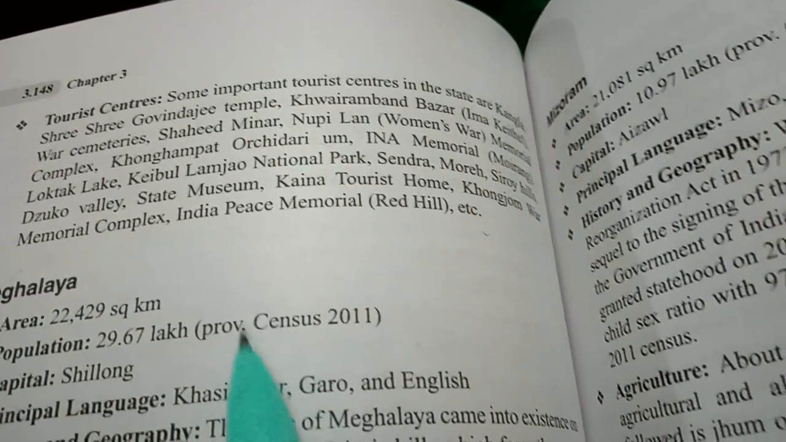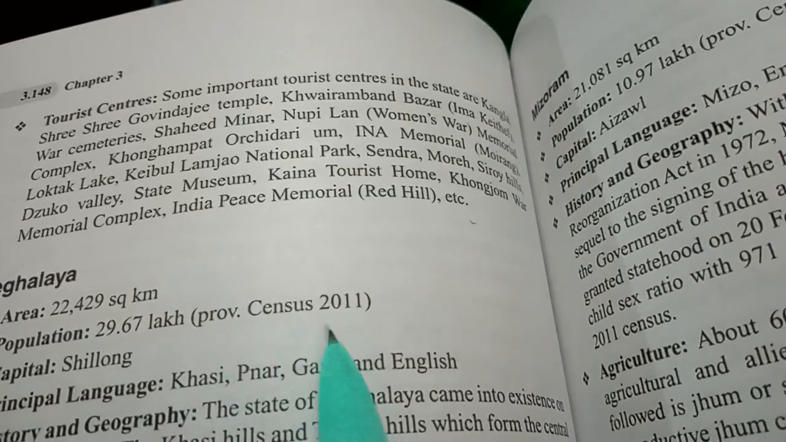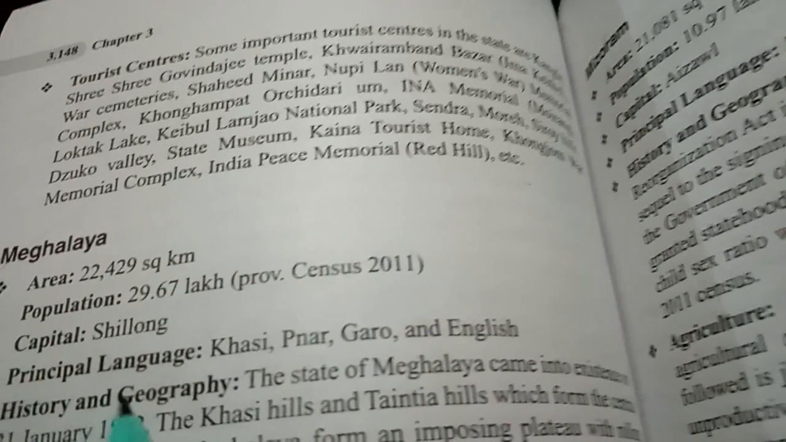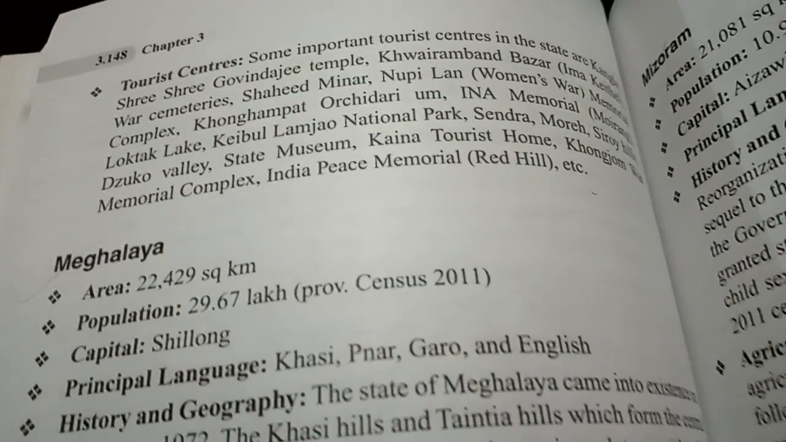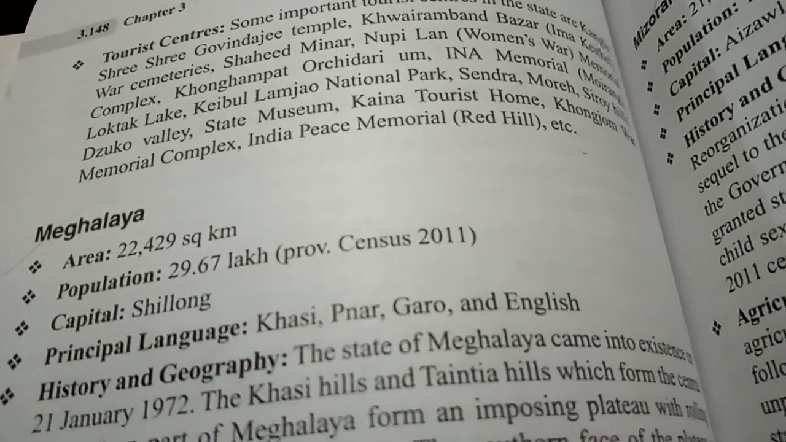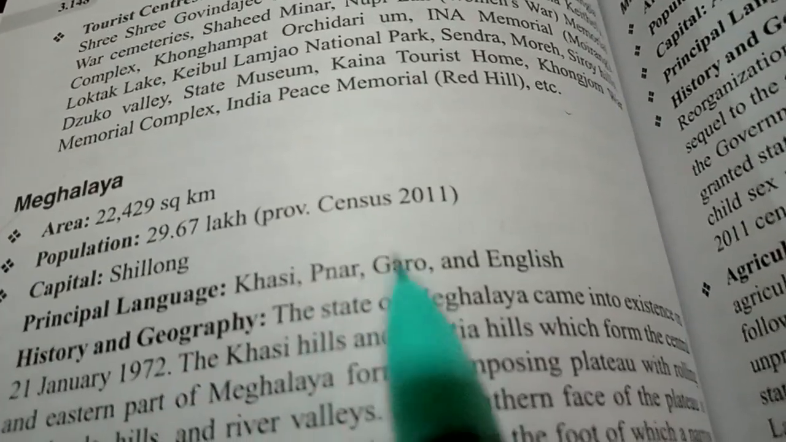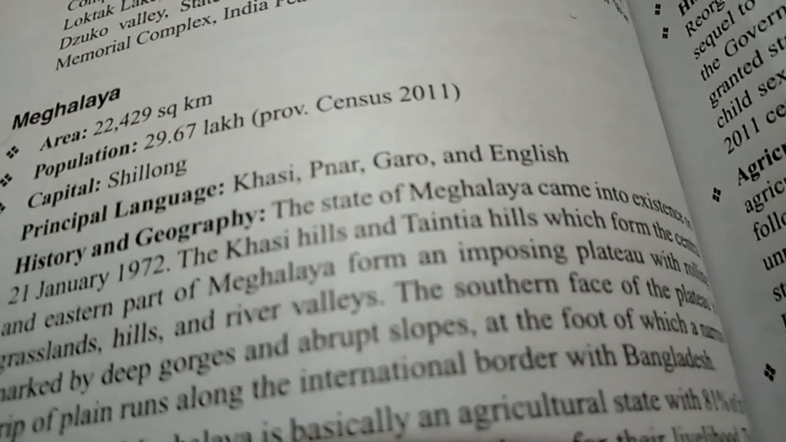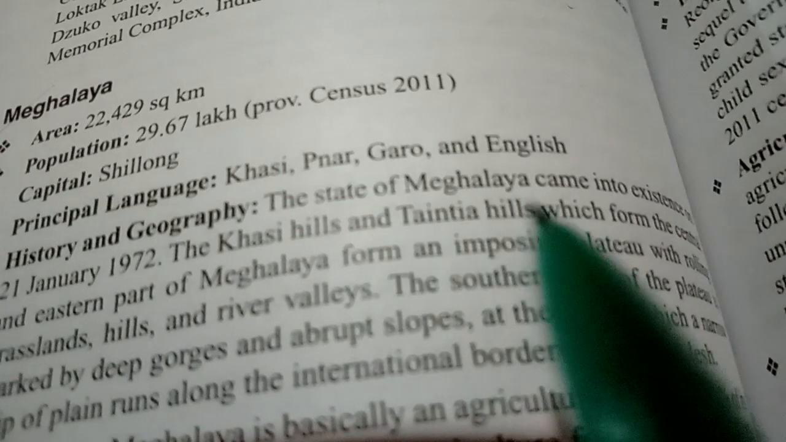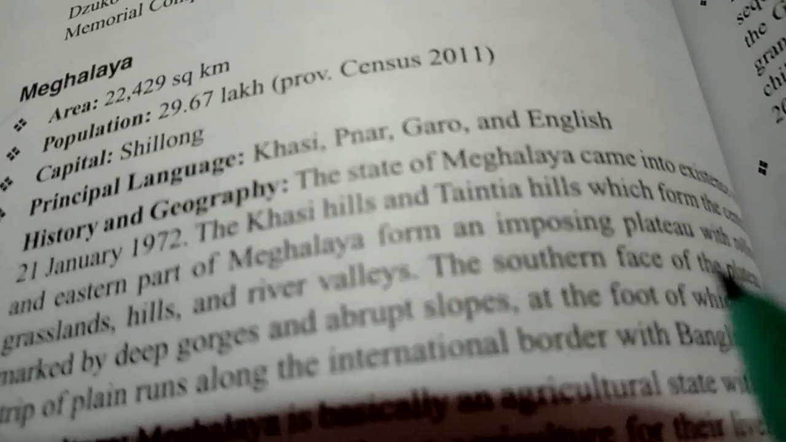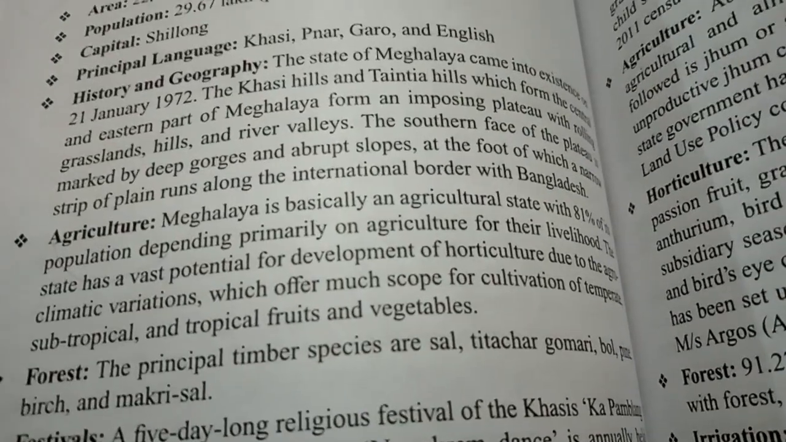Tourist centers are the National Park, State Museum, the Indian Peace Memorial, Shaheed Minar, Valley, etc. Meghalaya. Area 22,429 square kilometers, population 29.67 lakh, capital Shillong, principal languages Khasi, Pnar, Garo, and English. History and geography. The state of Meghalaya came into existence on 21st January 1972. The Khasi Hills and the Garo Hills form the center of the eastern part of Meghalaya, from imposing deep plateau to grasslands.